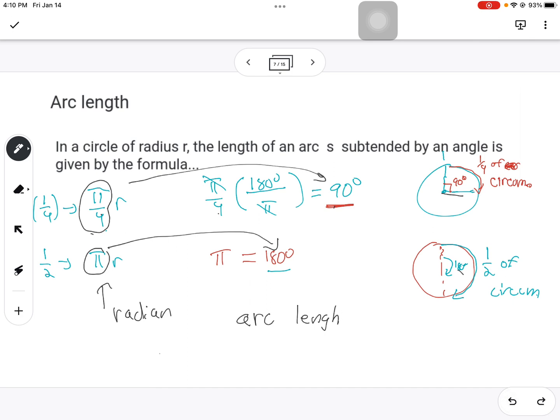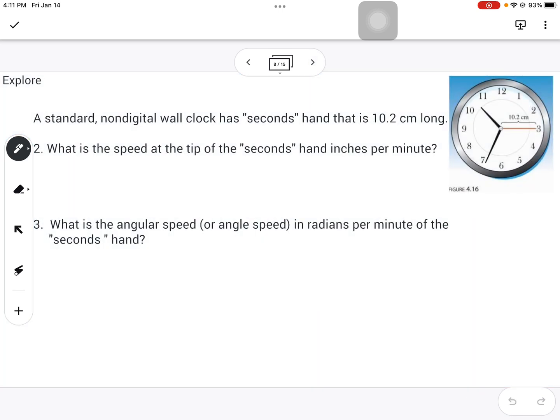Our arc length formula is given by, so when we talk about arc length, we're going to designate it S. So S equals arc length. It is our angle times the radius, but our angle must be in radian measure. There it is. We have our first formula, so make sure you get that down. And again, we were just trying to establish the connection. Okay, let's go to the next slide.